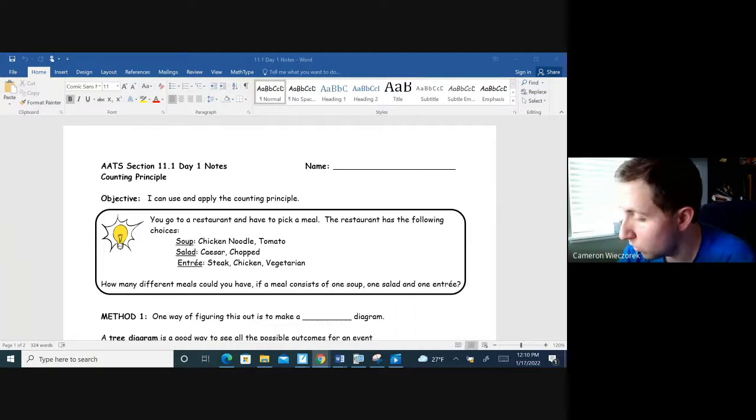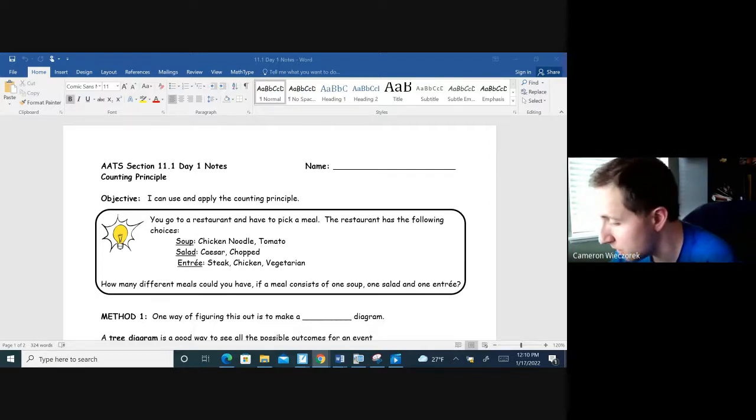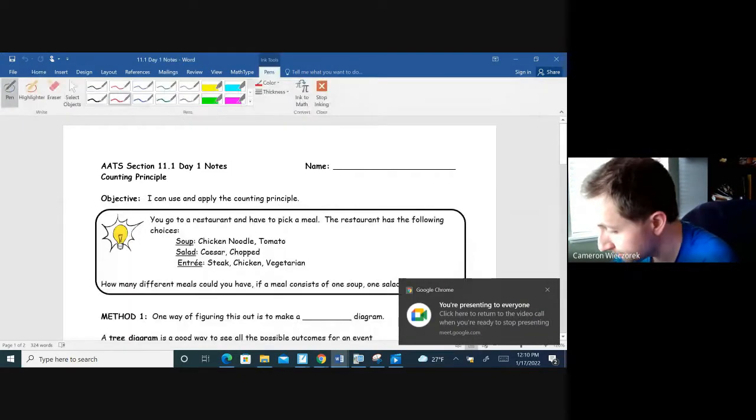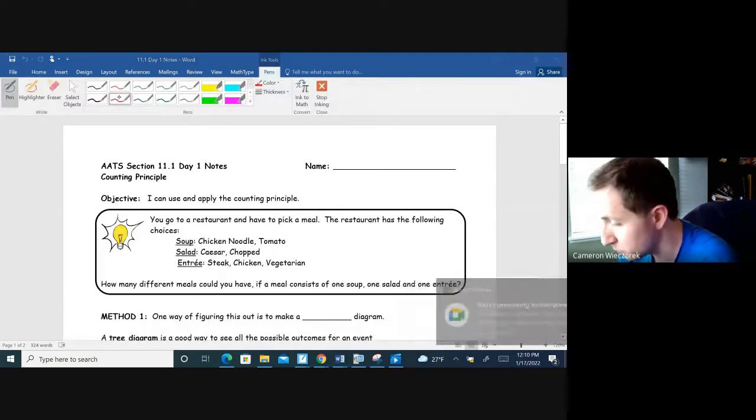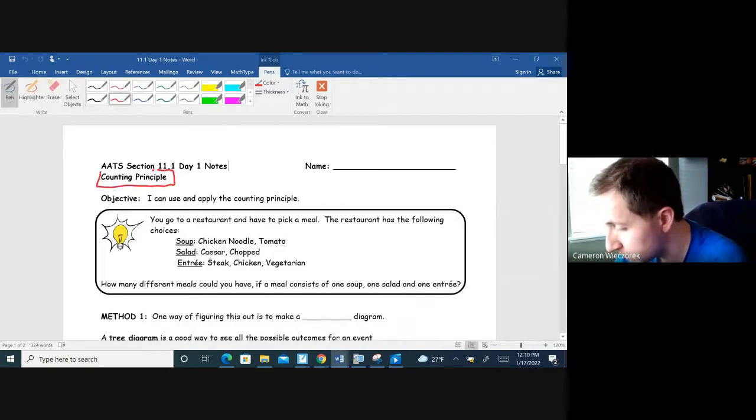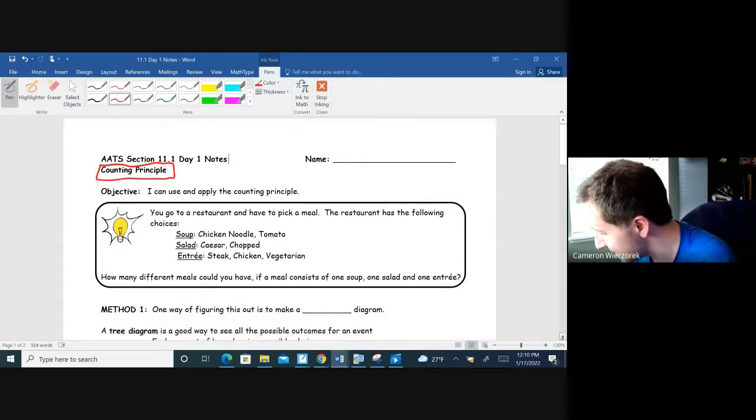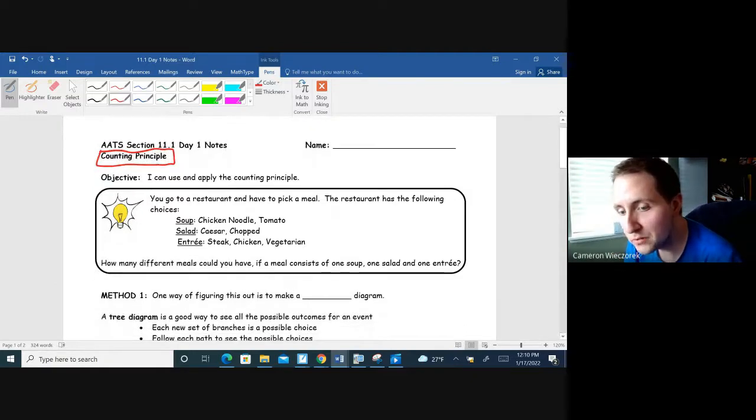So we're starting our unit on probability and statistics, which really deals a lot with analyzing data and looking at the chances of an event happening. A way that we introduce ourselves into that field of study is by talking about what is called the counting principle, which is not quite the same as just doing 1, 2, 3, 4, 5.